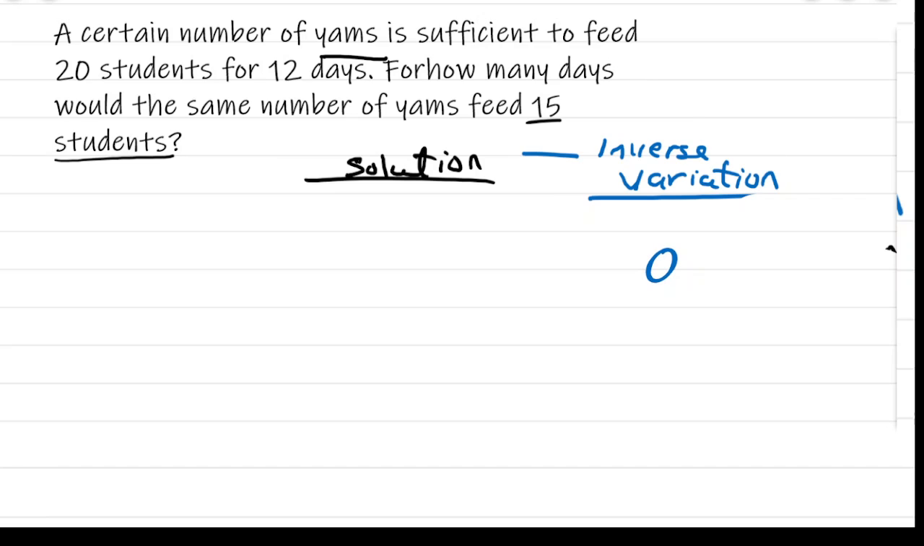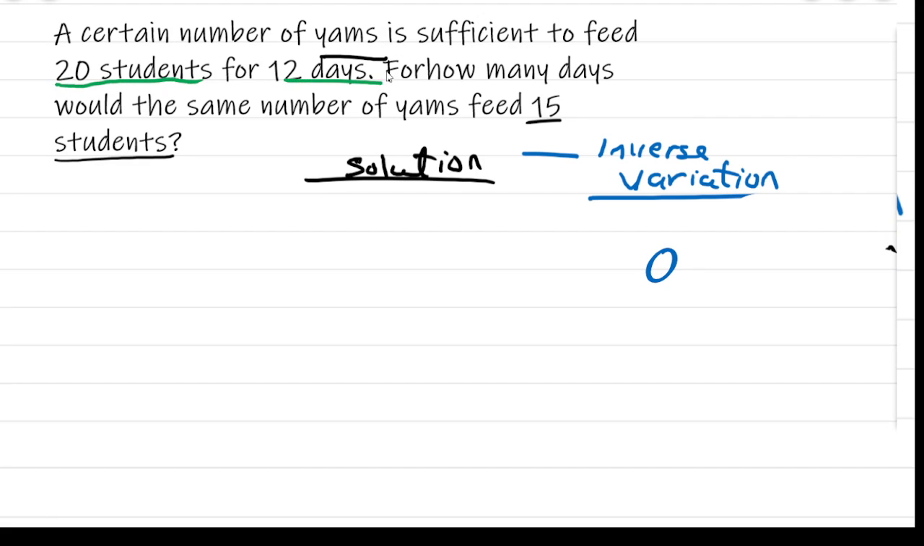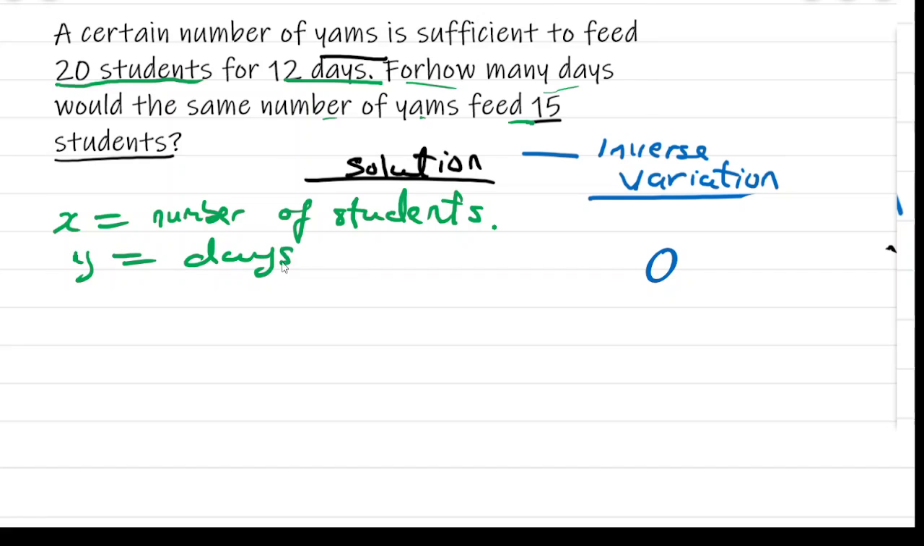So let's see. Now we're told that a certain number of yam feeds 20 students for 12 days. So how many days would the same yam feed 15 students? Now we know that let x be the number of students, and let y be days.